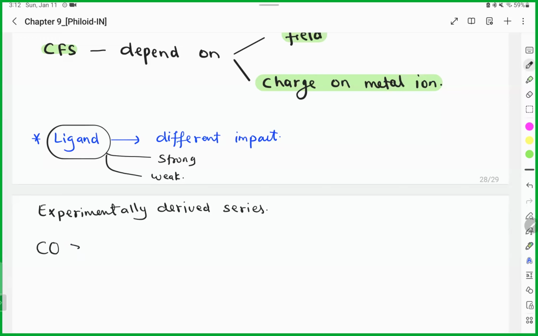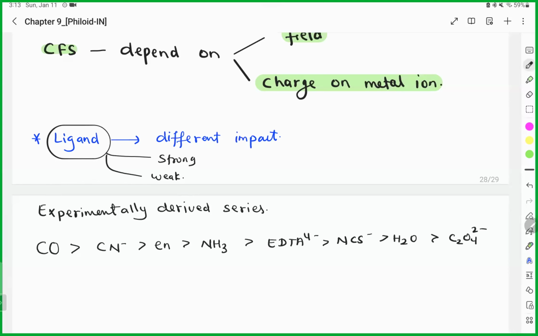First is carbonyl. Second, cyanide. Third, ethane-1,2-diamine. Fourth, ammonia. Fifth, EDTA, EDTA 4 negative. Then NCS, then H2O, then C2O4 2 negative. Understood?